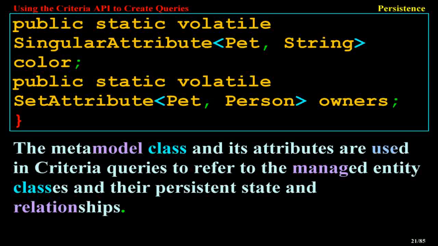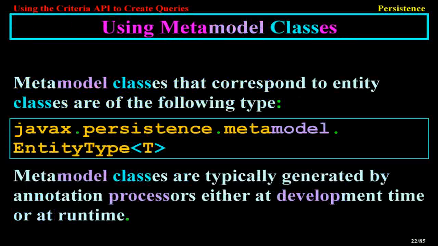The metamodel class and its attributes are used in criteria queries to refer to the managed entity classes and their persistent state and relationships. Metamodel classes that correspond to entity classes are of the following type: javax.persistence.metamodel.EntityType<T>. Metamodel classes are typically generated by annotation processors either at development time or at runtime.